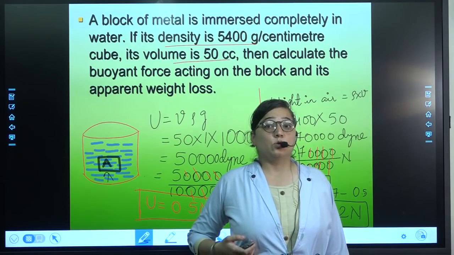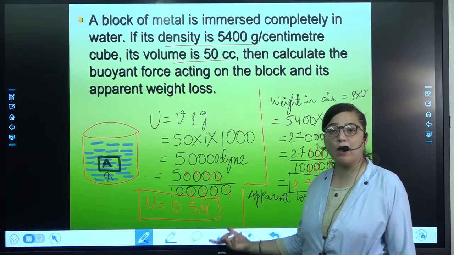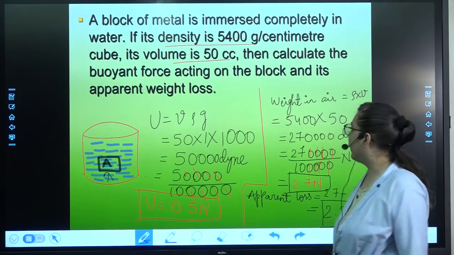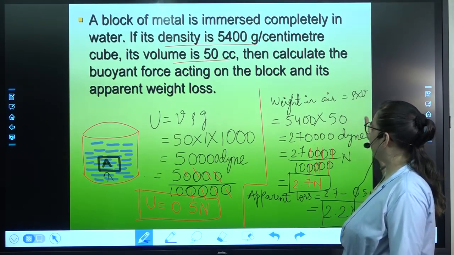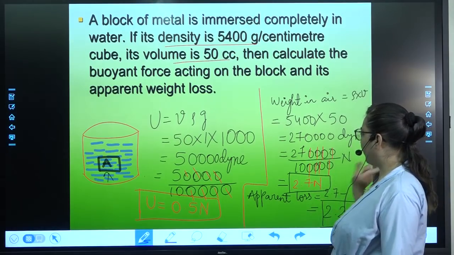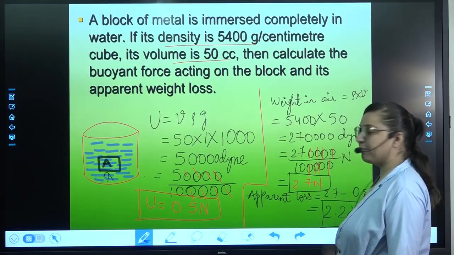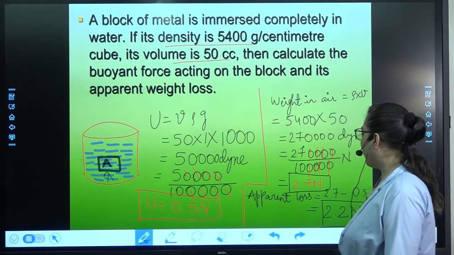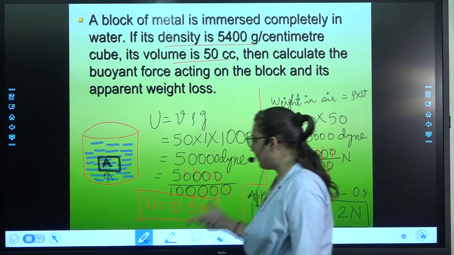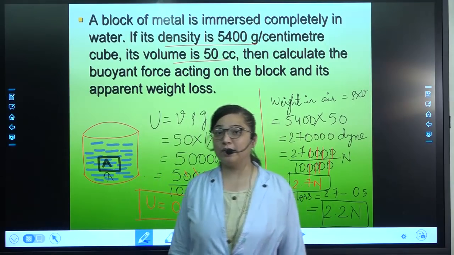We got the buoyant force as 0.5 Newton. Now what? This is how we need to proceed. Once you get the buoyant force as 0.5 Newton, we need to calculate its weight in air. How to calculate its weight in air? It is density multiplied by the volume. So 5400 into 50, that is 270,000, and then just divide by 10 raised to 5, and then you get the apparent loss as 2.7 minus 0.5, which is 2.2 Newton. Note it down quickly.